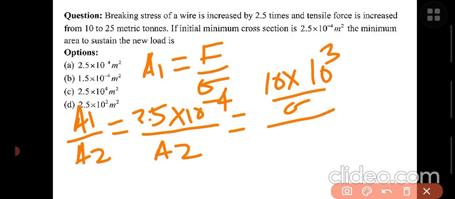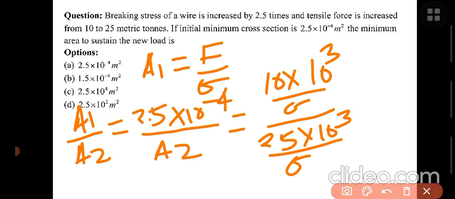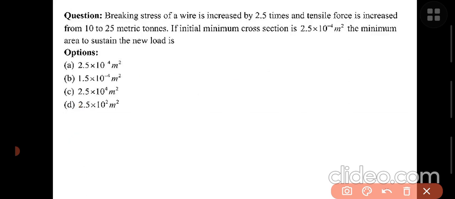Similarly, A2, 25 into 10 to the power 3 divided by sigma. Sorry, it is 2.5, it's not sigma, 2.5. As a result, sorry, I will solve it once again.